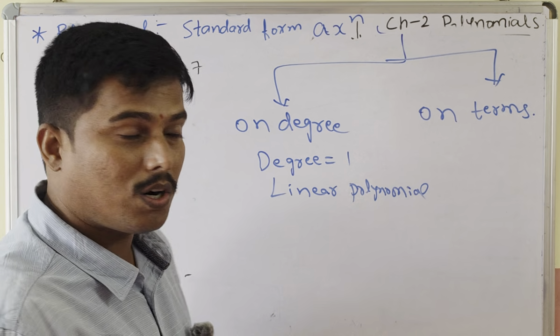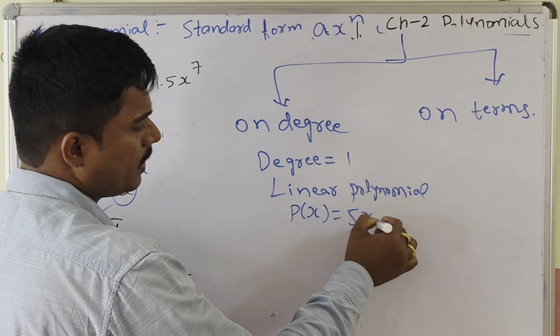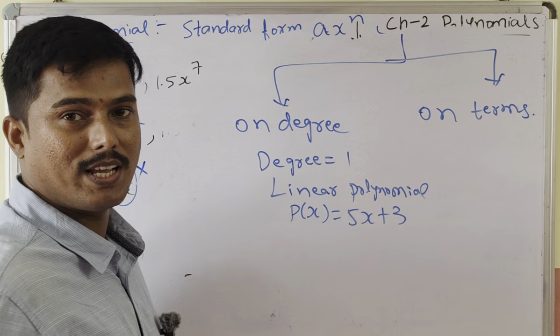If the degree is 2, it is called quadratic. Example of linear: 5x plus 3. Because of the degree, you should check the variable x.